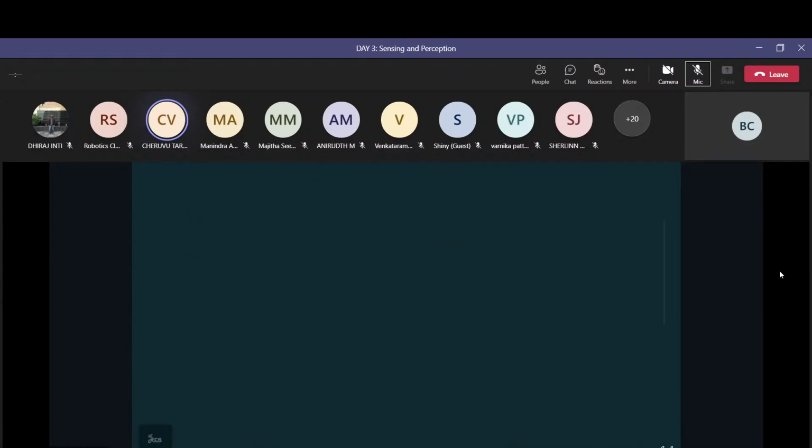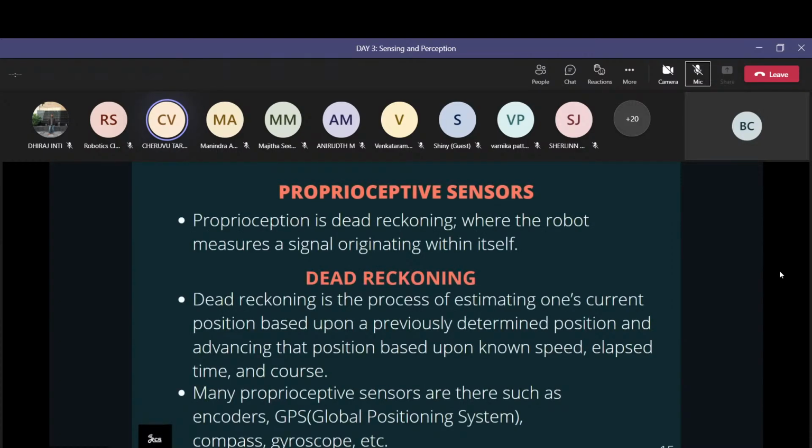Next we have proprioceptive sensors, and then dead reckoning. Before we discuss proprioceptive sensors, we have to discuss dead reckoning. What is this dead reckoning? Dead reckoning means you will be estimating the future position of your robot, or whatever bot you have, based upon your present position and your past positions, guys. That's the basic idea in this topic.